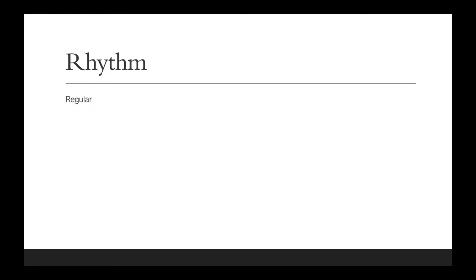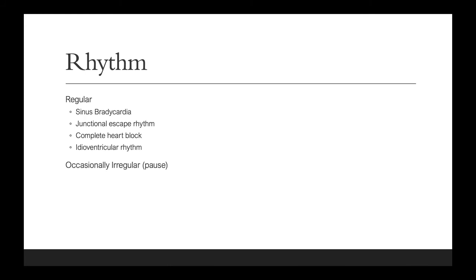Rhythm: is the rhythm regular? Now in sinus bradycardia, junctional escape rhythm, complete heart block, and idioventricular rhythm, all these might have a regular rhythm. Now you could have ECGs which show irregularity in the form of pauses which are actually responsible for the slow heart rate, for example sinus pause, second degree SA node block, second degree AV nodal block. Here you could have these long pauses in the ECG which would otherwise be regular.